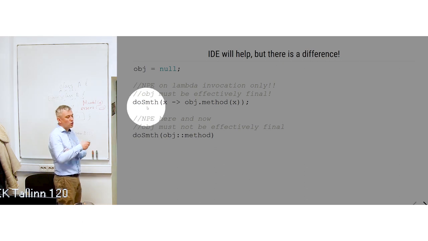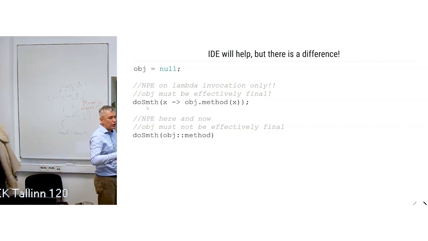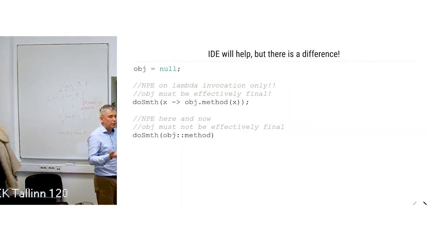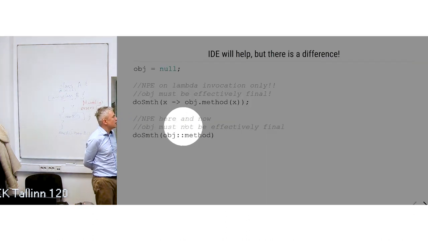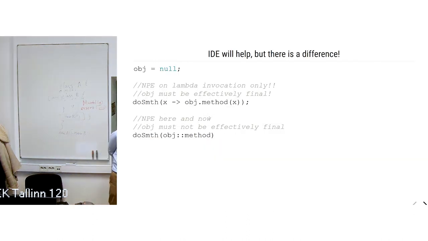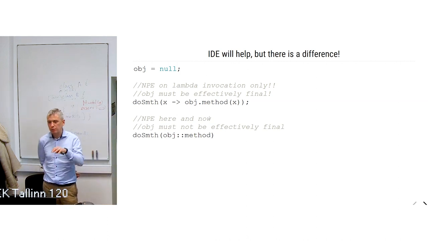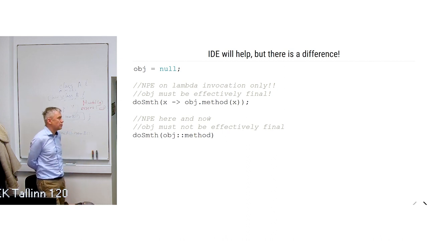Not when do something calls this lambda internally, but when we are calling do something, because in order to calculate the method reference, the Java virtual machine must dereference obj, and if it's null, the null pointer exception will be thrown earlier, which is actually better, because remember, throw early, catch late. The earlier we get an exception, the easier it is to debug. This is another argument why method references are superior to lambdas, and if you can use a method reference, please use a method reference instead of a lambda.